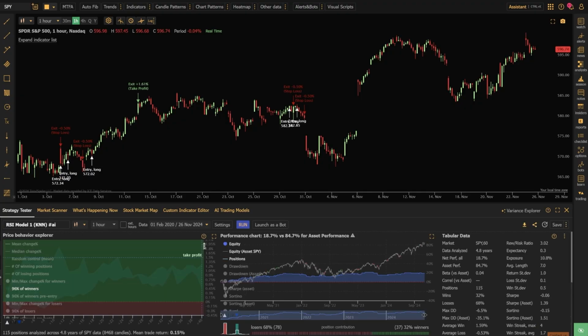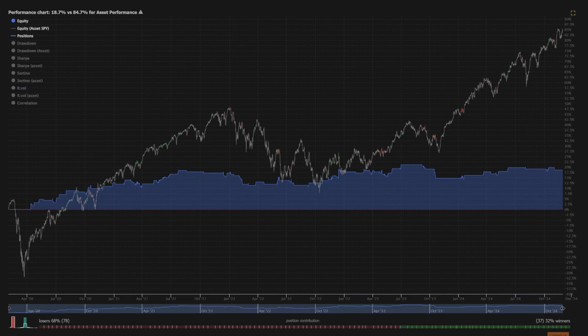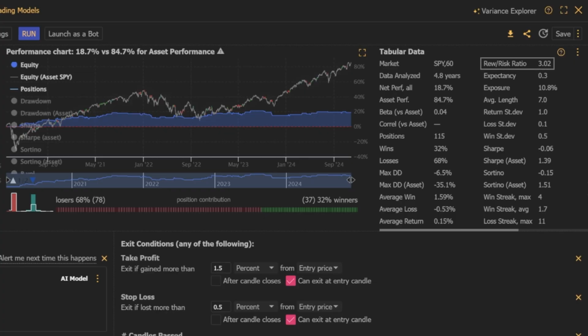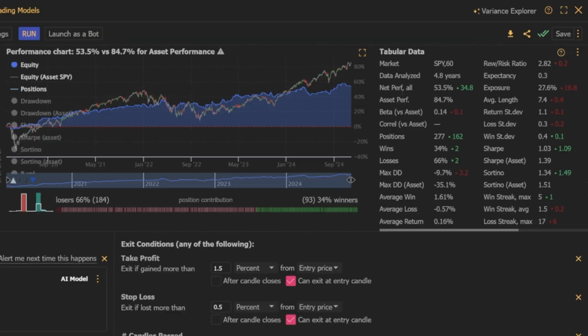RSI Model 1 KNN delivered an 18.7% return compared to SPY's 84.7% over the same period. While the return was modest, its 3.02 reward to risk ratio and negative 6.5% max drawdown showed excellent risk management. RSI Model 2 RF outperformed, with a 53.5% total return, a 2.82 reward to risk ratio, and a negative 9.7% max drawdown. This model also had higher trade frequency and win rate.